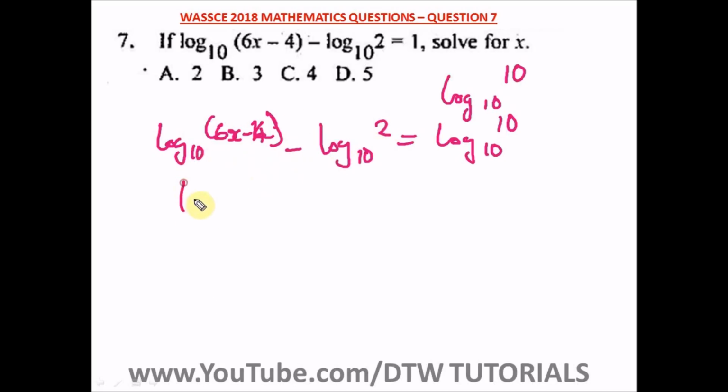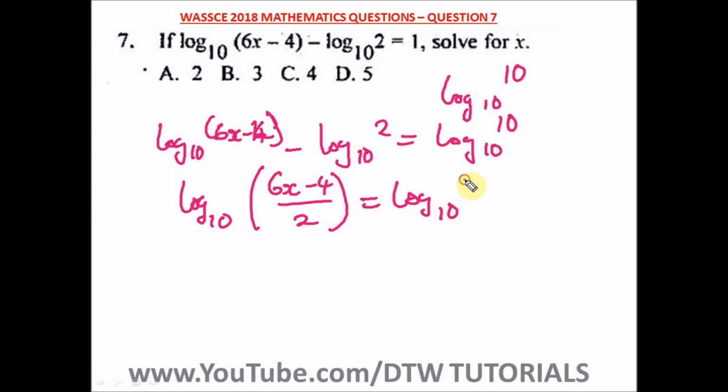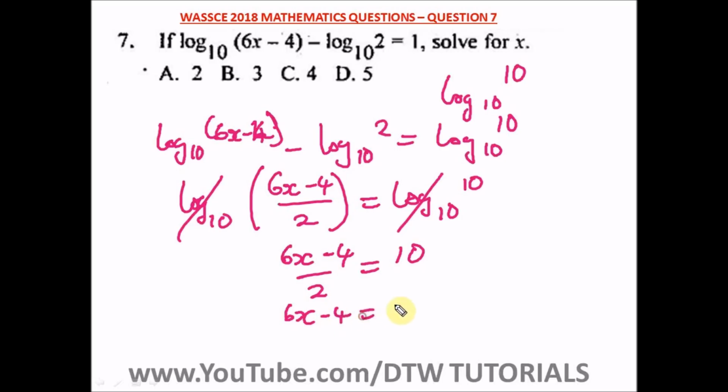That's the division, right? So we have log 10 bracket 6x minus 4 divided by 2 is equal to log 10 10. So from here, log 10 will cancel out log 10 and we're left with 6x minus 4 divided by 2 equal to 10. So from here, we cross multiply. 2 times 10 will give us 20. We have 6x minus 4 is equal to 20.